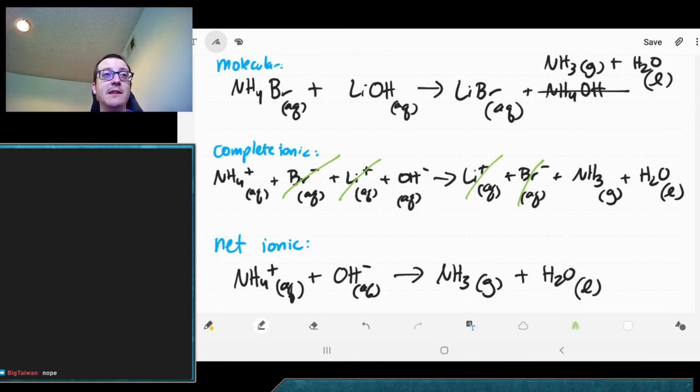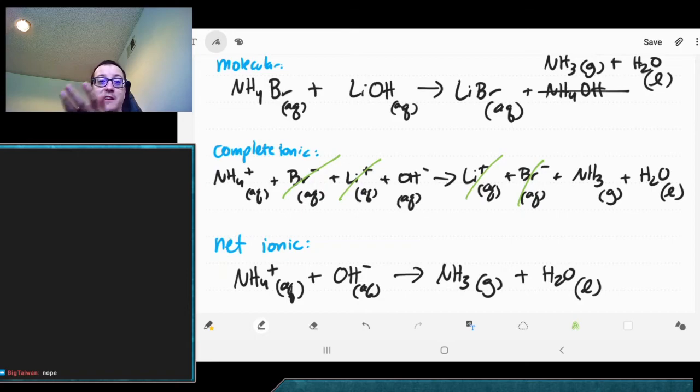And that's overall what's happening here. The lithium and the bromine don't matter. If we wanted, we could swap those out for any other spectators that we felt like. We could make it lithium chloride. We could make it ammonium chloride, ammonium acetate, ammonium nitrate, ammonium iodide, ammonium sulfate would work also. I mean, we have all sorts of different things we could replace with the ammonium there.